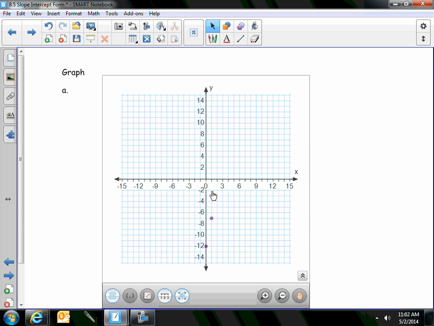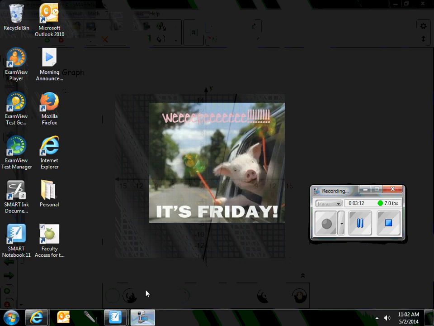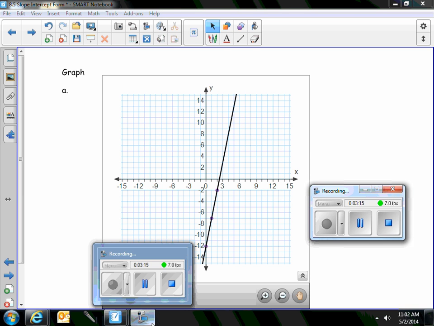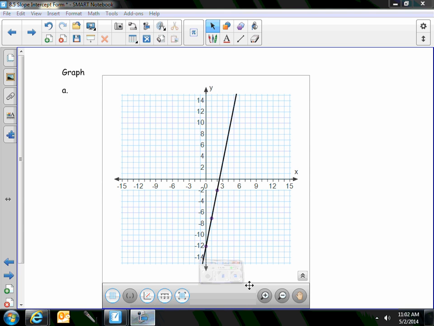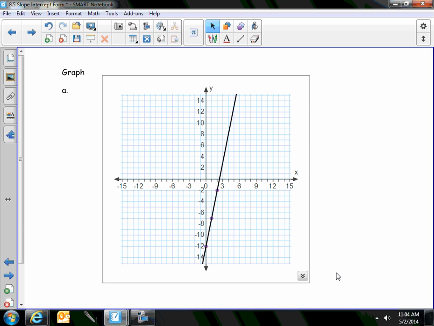From this point, we can continue on so that we can show the line. 1, 2, 3, 4, 5. Rise 5 and run 1. So when you connect that line, it's going to be an endless line. So in your notes you need to put arrows at the end of each one of these. So this is what your graph should look like for A.